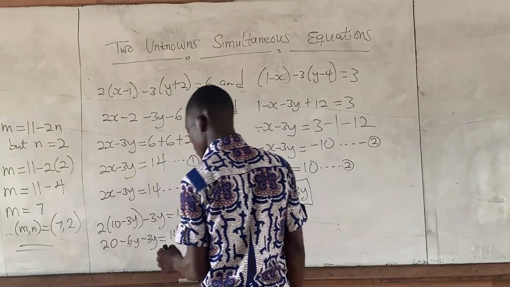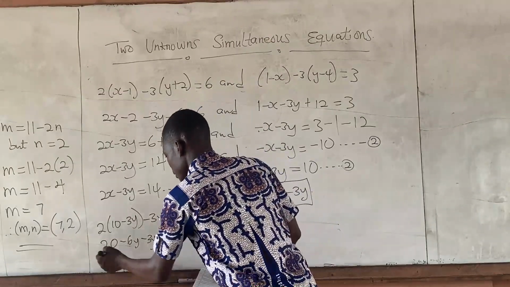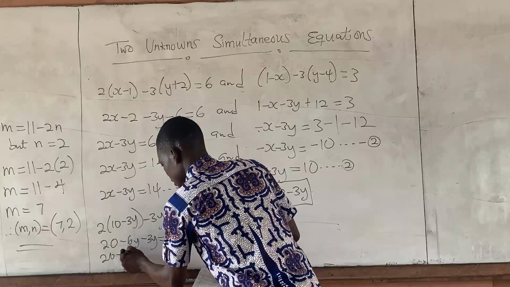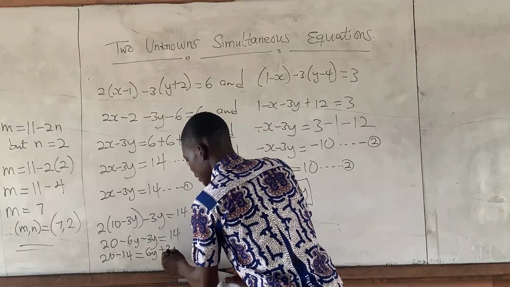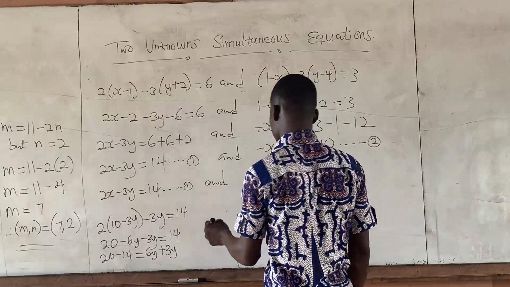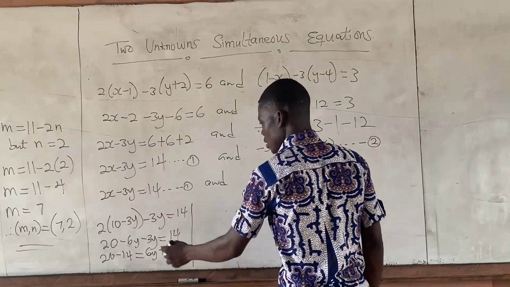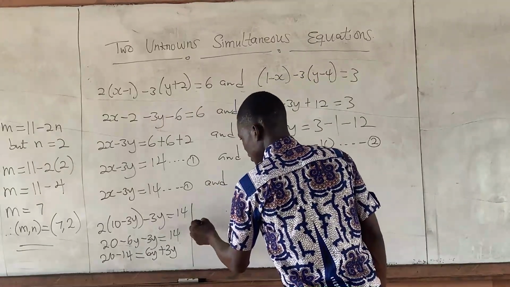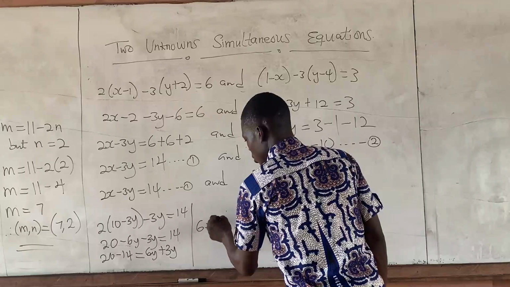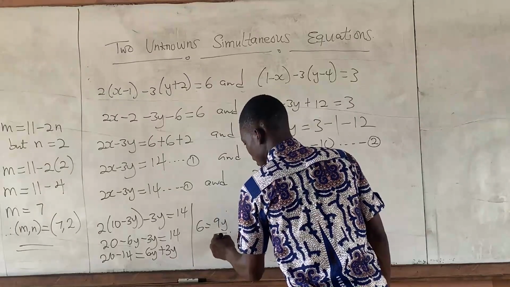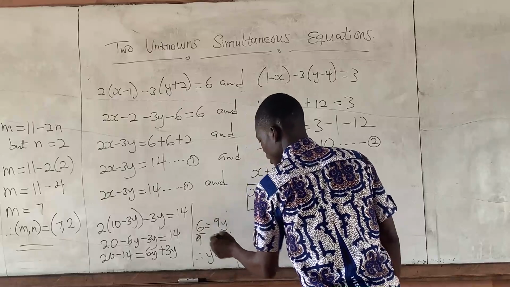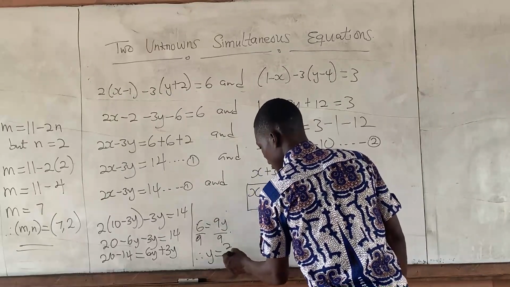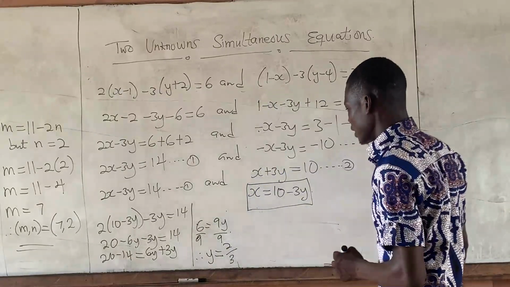We have 2 times 10, 20, minus 6y minus 3y equal to 14. So we have 20 minus 14 is equal to 6y plus 3y. So 20 minus 14 is 6, which equals 9y. So divide here by 9, here by 9. Therefore, y is equal to 6 over 9, which is 2 over 3.